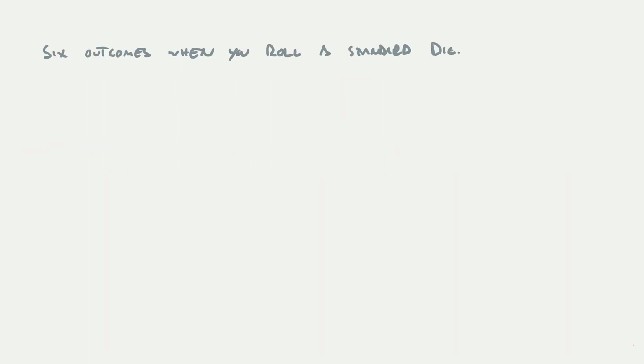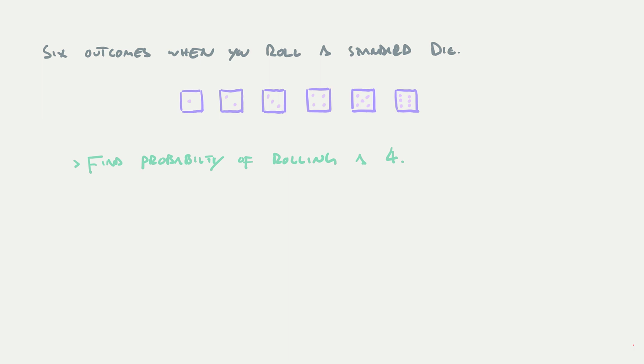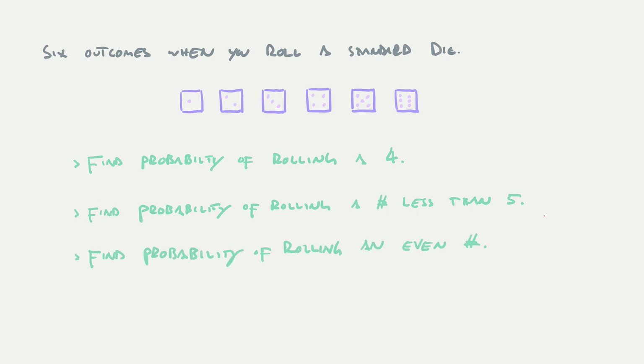As a quick example, suppose that you want to roll a six-sided die. These are the possible outcomes that you could get. You could roll a 1, a 2, a 3, a 4, a 5, or a 6. Suppose that we wanted to find the probability of rolling a 4. In this case, rolling a 4 would be the event that we're interested in. Maybe we want to find the probability of rolling a number that's less than 5, right? That would be the event that we're interested in. Or maybe we want to find the probability of rolling an even number. And again, rolling an even number is the event that we're interested in. So all of these things are events.